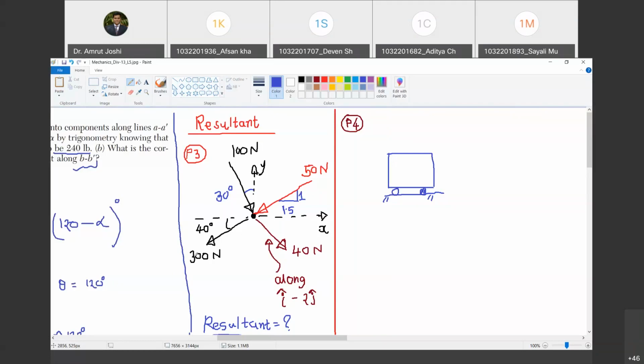Another way is corollary of parallelogram law, that is trapezoid law. So I encourage you to go in the literature or in good books and find out how do we apply trapezoid law graphically to find out resultant of such force system. Are you with me? Yes. We are not going to discuss that here.